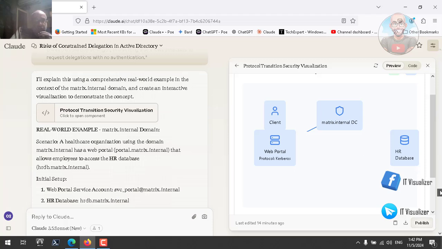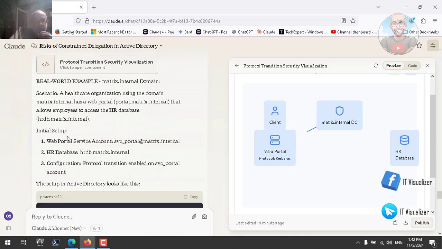Now we can see the initial setup: web portal service account. This is the service account that will run the web server service. HR database, this is the user. I think this is the service account and this is the database itself. I think this is the server or the database server. Configuration: protocol transition enabled on the SVC portal account. So we have enabled protocol transition on this service account.